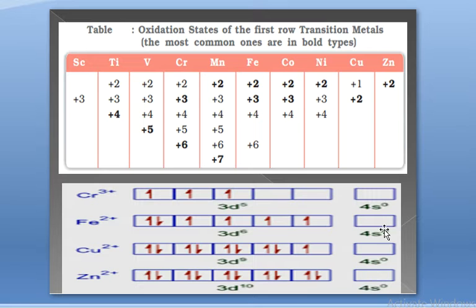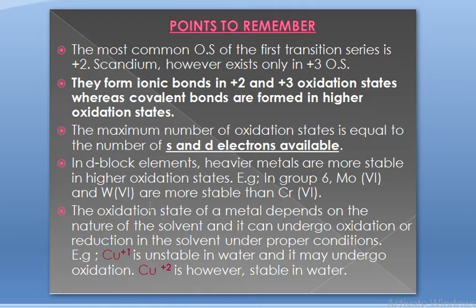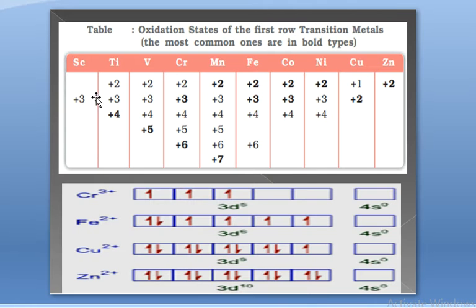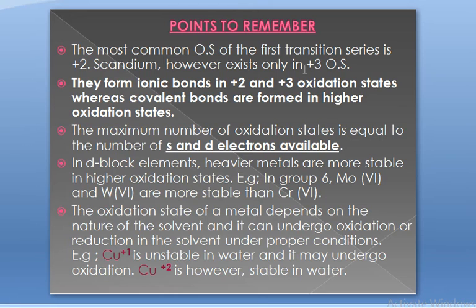That is why zinc exists only in +2 oxidation state. Now there are some very important points to remember about the oxidation state of transition elements. As you saw in the chart also, the most common oxidation state of the first series is +2. Scandium is the only element that does not have +2. It exists in +3 oxidation state because in +3 it is d0 and that is how it is stable.